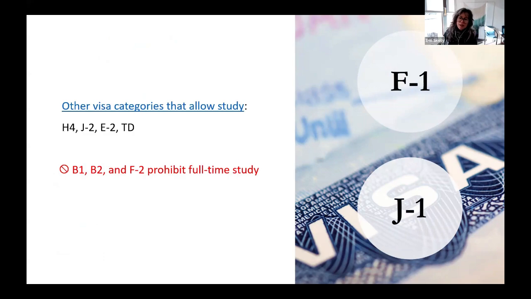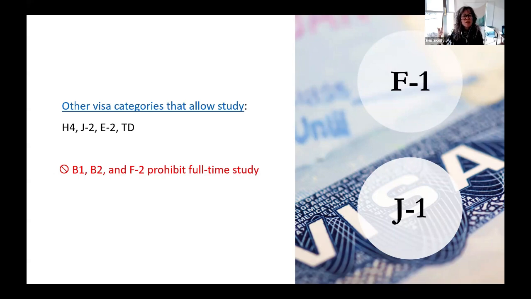Other visa categories that allow studies. Sometimes we get questions from students who are in other categories: H4 dependents, J2s, which is a dependent of Js, E2s, TD. Those categories do allow study. Visitor visas, tourist, ESTA, B1, B2, absolutely prohibit study. F2 prohibits full-time study, so that's a dependent of an F1. So just be mindful, if your primary purpose is to study, you should probably be on a student visa.